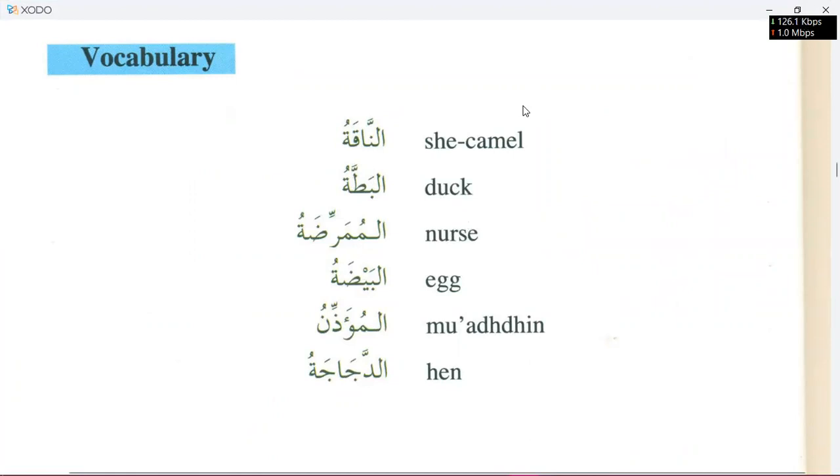An-Naqatu, she camel. Al-Battatu, duck. Al-Mumarrizatu, nurse. Al-Bayzatu, egg. Al-Muazzinu, muazzin. Ad-Dajajatu, hen. Okay. Anybody, any question?